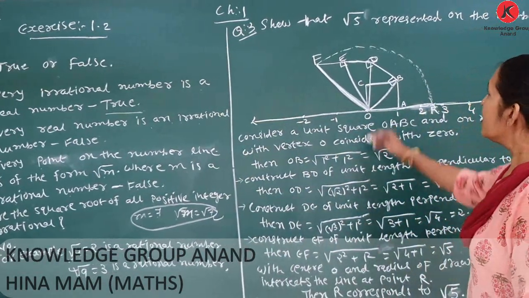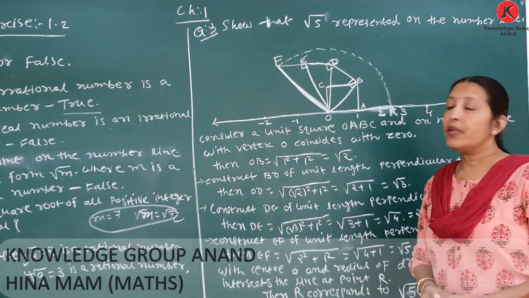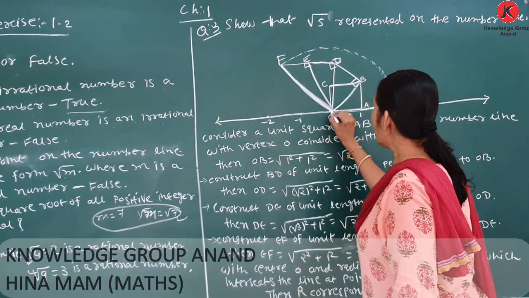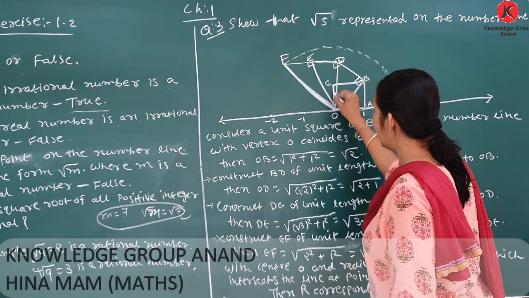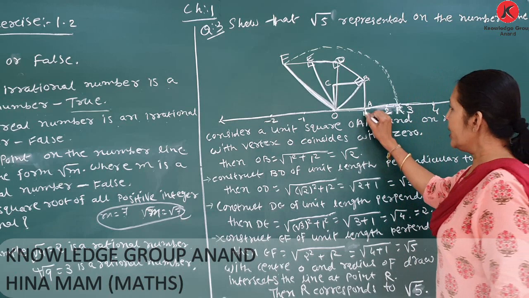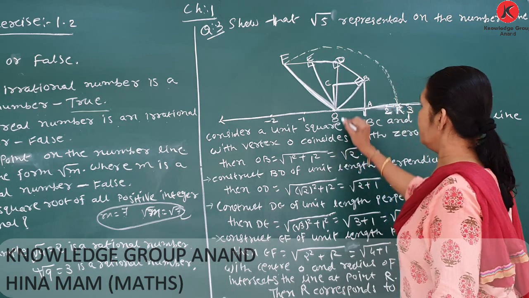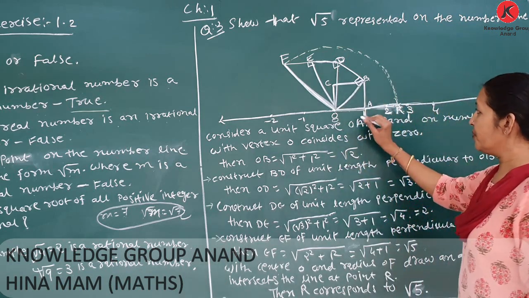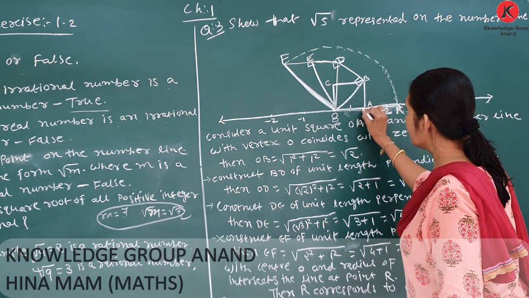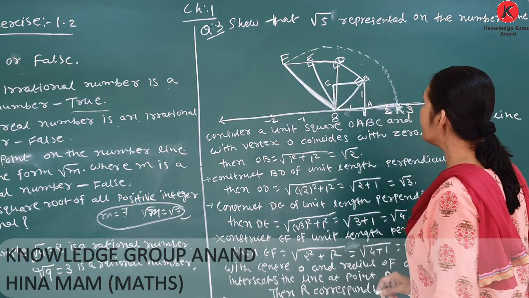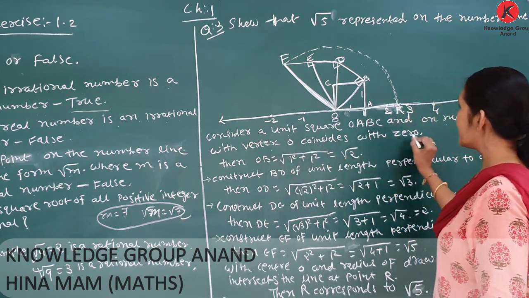Question 3. Represent root 5 on the number line. Now, we draw a unit square OABC with side length 1 unit. O corresponds with 0. OA is equal to 1 and AB is equal to 1. On the number line, vertex O coincides with 0.